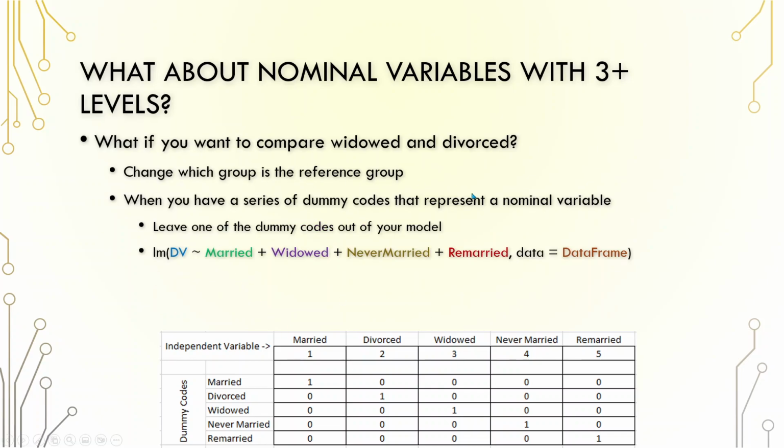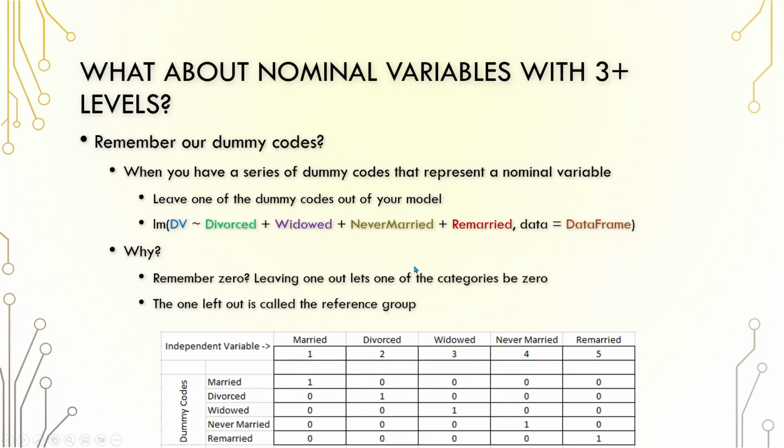Now, let's back up and say another thing about this. The estimates or the betas for each of these variables are the mean difference between that group and the reference group. So the estimate for divorced would be the mean difference between those who are divorced and those who are married. The estimate for those who are widowed would be the mean difference between those who are widowed and those who are married, and down the line.